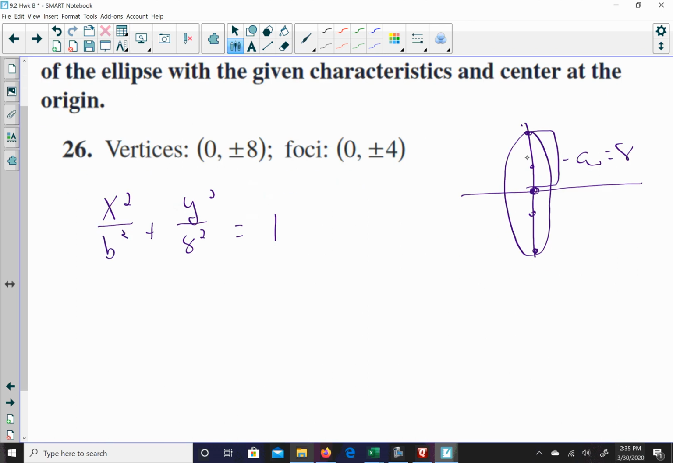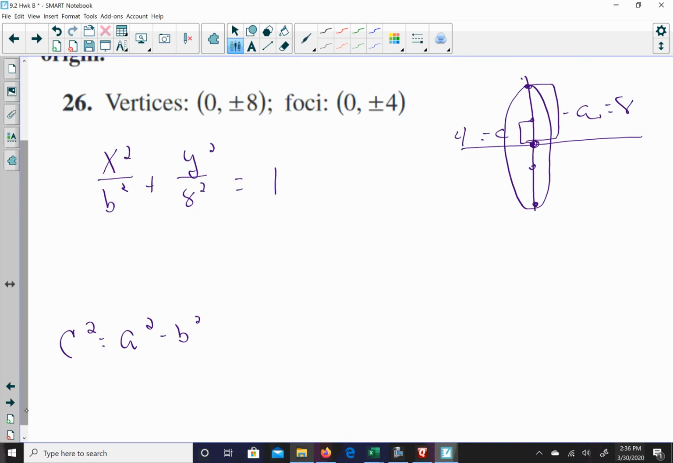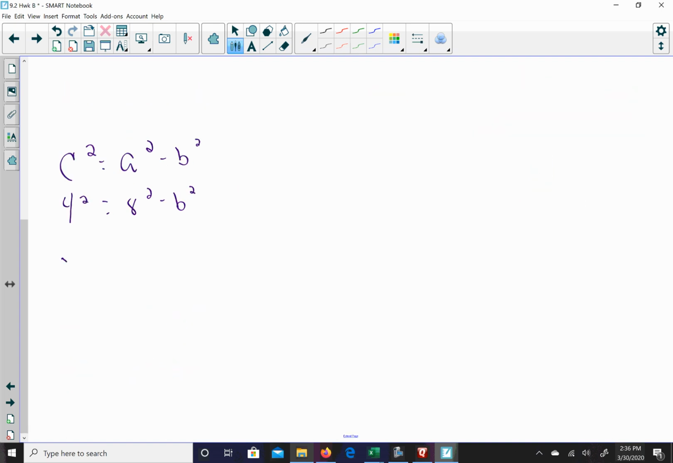So I do know the distance from here to here between my center and my foci is my c, and in this case c is equal to 4. So I'm going to use that formula that c squared is equal to a squared minus b squared. So 4 squared is going to equal 8 squared minus b squared. So 16 is going to equal 64 minus b squared. Subtract 64, so negative 48 is equal to negative b squared, and b squared is equal to 48.